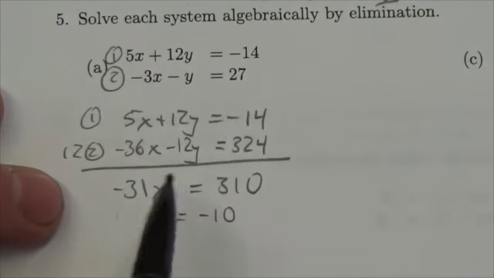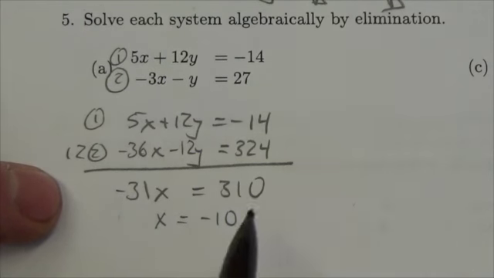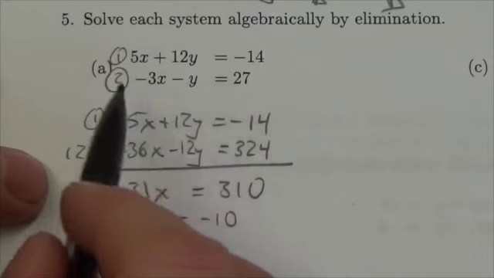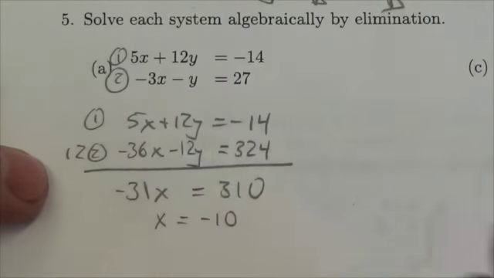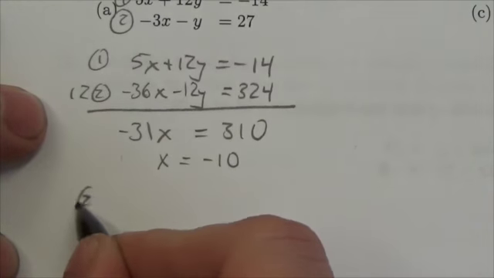So by eliminating that y coordinate, I get myself an equation with just one variable, very easy to solve. So now I've got to pick one of these first two equations to plug this back into and solve for the missing variable. Now I'm going to go back into the second equation because the numbers are smaller and I'm lazy. So I'm going to take that negative 10 and go back into equation 2.